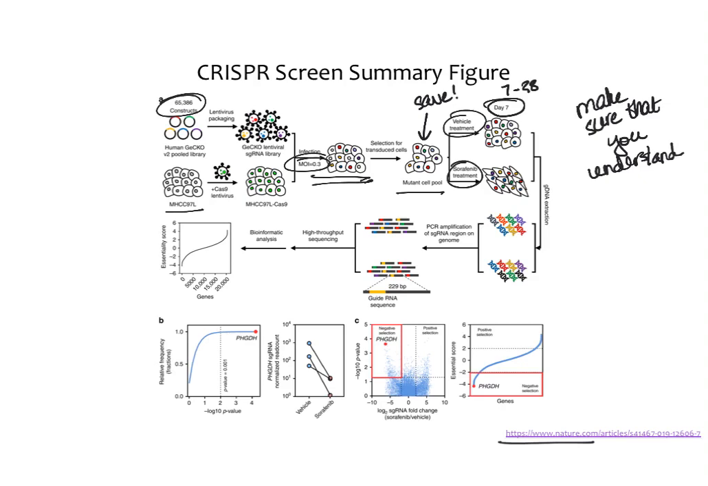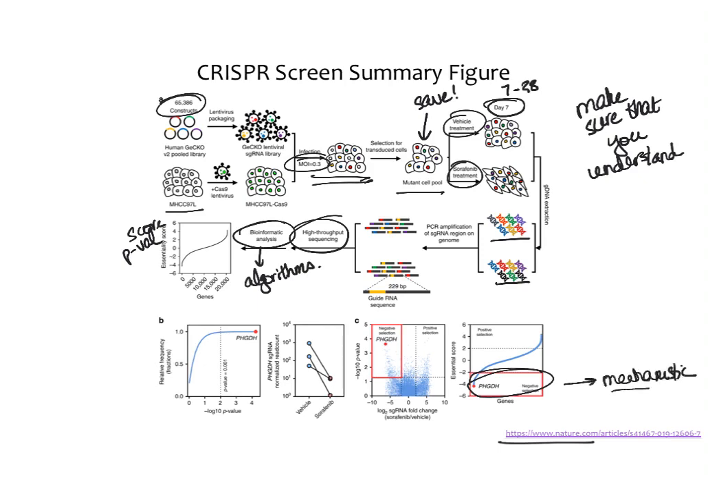We then extract the DNA from the cells. We amplify our guides, because we're interested in the guides specifically. So we extract all the DNA and amplify the guides, and then we send it for sequencing. From that, we do our analysis. This is all the algorithms that we talked about, and the algorithms spit out a score and a p-value. That allows us to filter for which genes we might be interested in. So in this case, they've chosen this gene, and you can see that it pops up on all of their different visualizations of their data. Then they went ahead and did mechanistic studies with this gene.